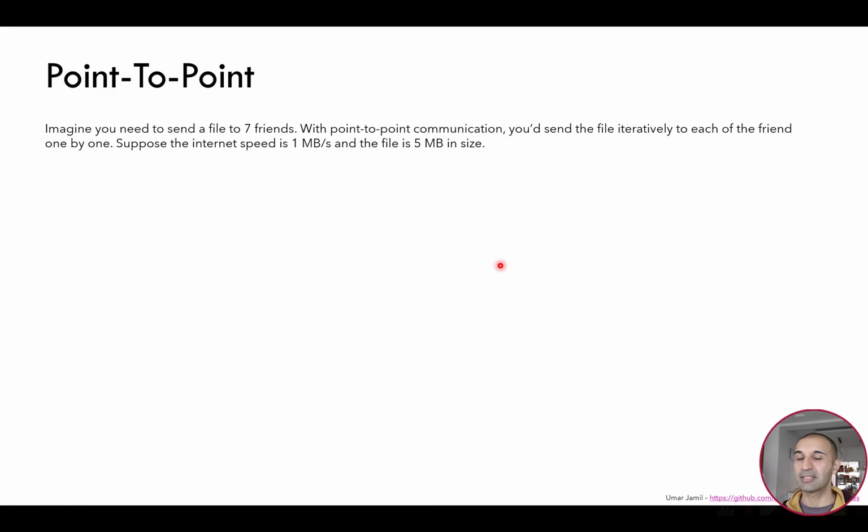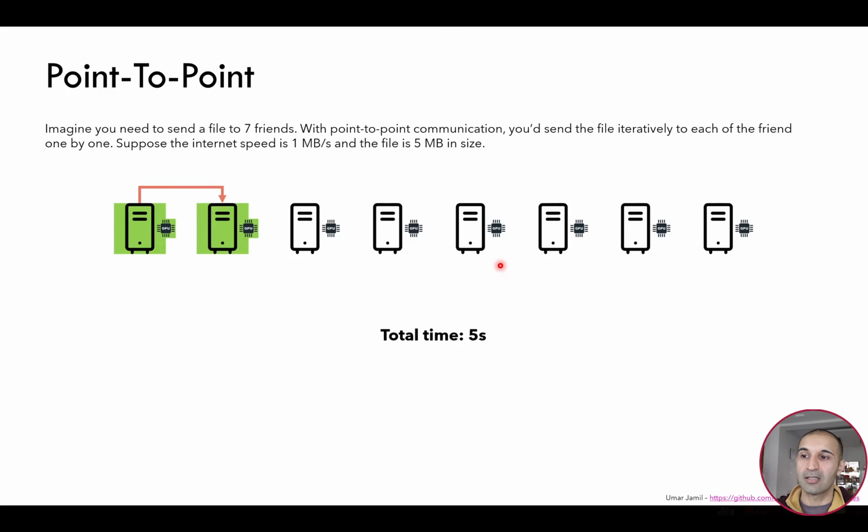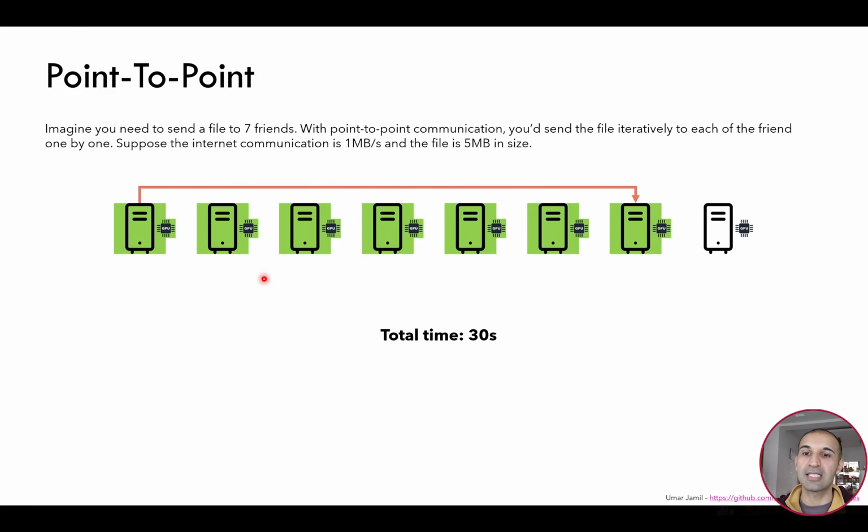Suppose the internet speed that you have is 1 megabyte per second and the file is 5 megabytes in size. What you do is first, imagine you are here, so you have the file and you send it to your first friend, and it will take 5 seconds because you are sending 5 megabytes with a speed of 1 megabyte per second. Then you send it to the second friend, the third, the fourth, the fifth, the sixth, and the seventh. In total, the time to send the file to 7 friends will be 35 seconds.